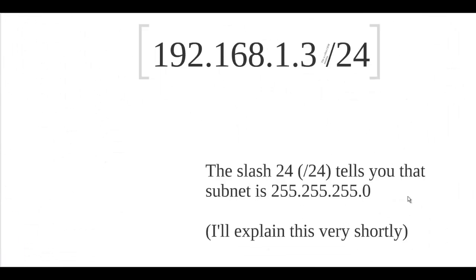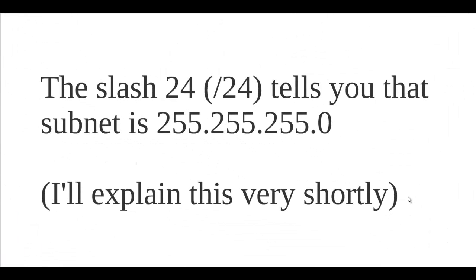So 255.255.255.0 is a /24, 255.255.0.0 is a /16, and 255.0.0.0 is a /8. It's a shorthand, nothing more. So that /24 indicates to me that the subnet is, in fact, 255.255.255.0, and we'll get to that towards the end of the slide, or whatever this is.